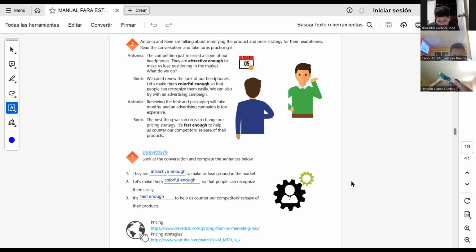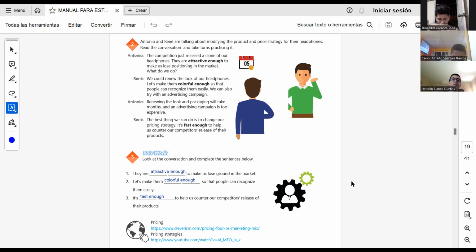The competition just released a clone of our headphones. They are attractive enough to make us lose positioning in the market. What do we do? We could renew the look of our headphones. Let's make them colorful enough so that people can recognize them easily. We can also try with an advertising campaign.